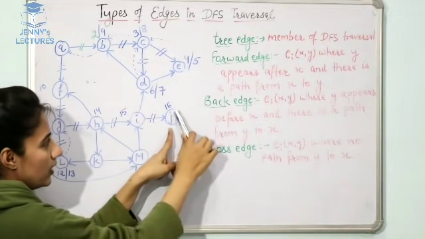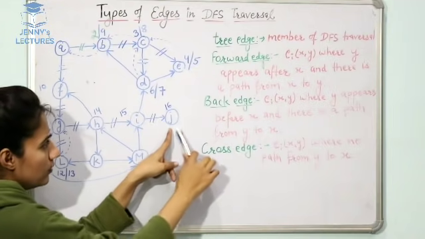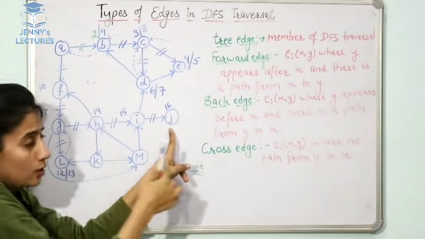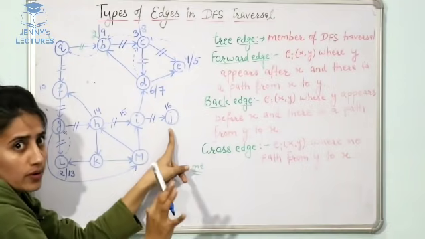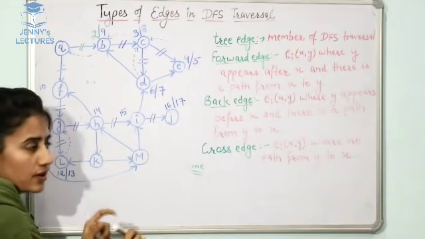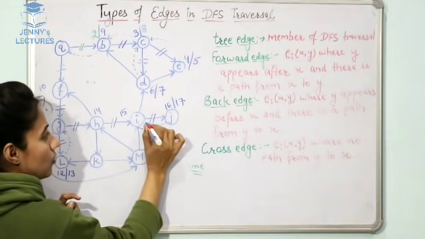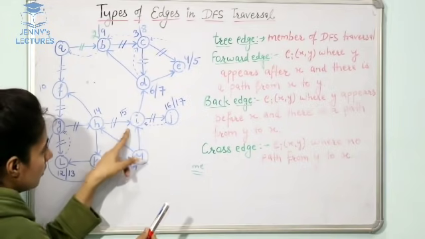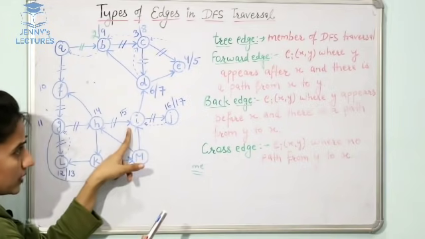Now from J, we are at this node J. Can you go anywhere? No, we don't have any other choice. You have to backtrack. So you can say this node has been finished. So the finishing time of J would be 17, and now we have to backtrack to I. Now from I, can you go anywhere else?